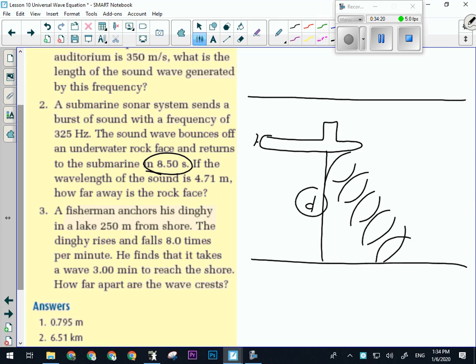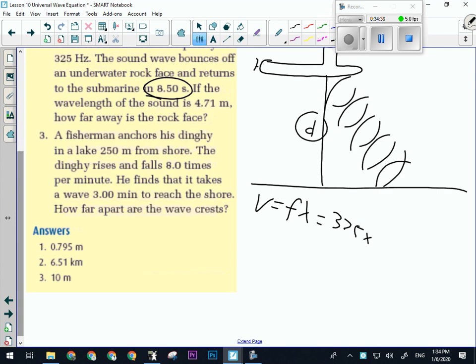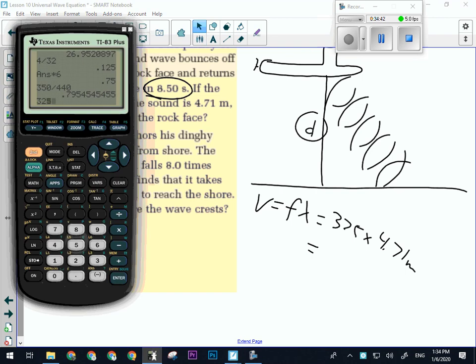In order to calculate that, I need to know the speed of the waves, so I'm going to calculate that first. V equals F times lambda. I'm going to take that frequency, 325 hertz, and multiply it by the wavelength, 4.71 meters. The speed of sound in water is like 1.5 kilometers per second, so sound travels way better in water than it does in air. So there's my new speed for the sound.